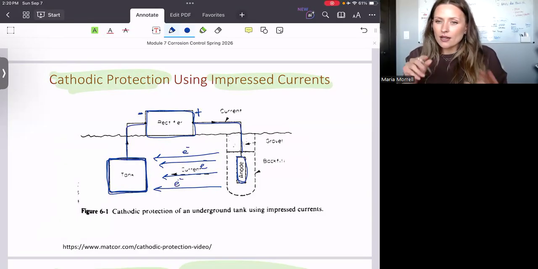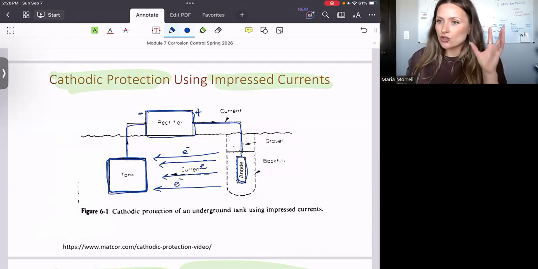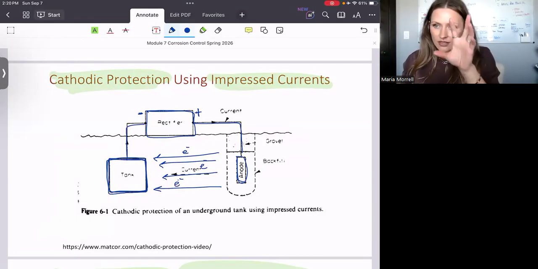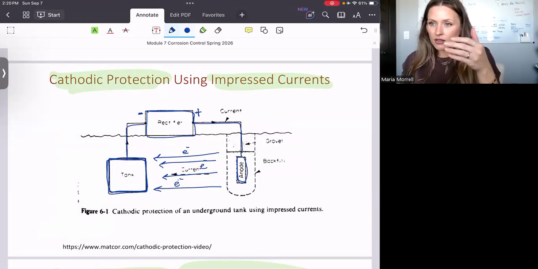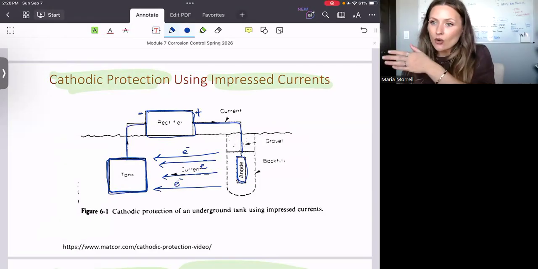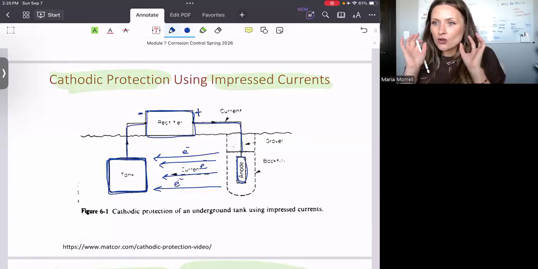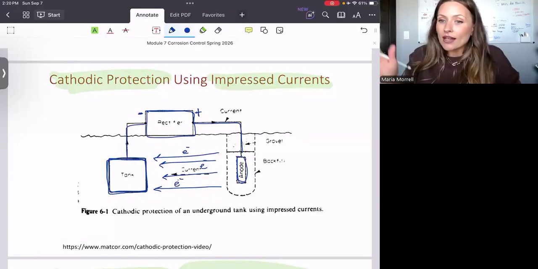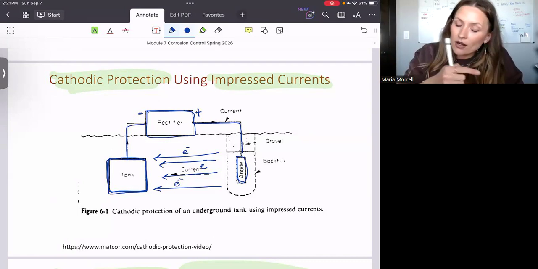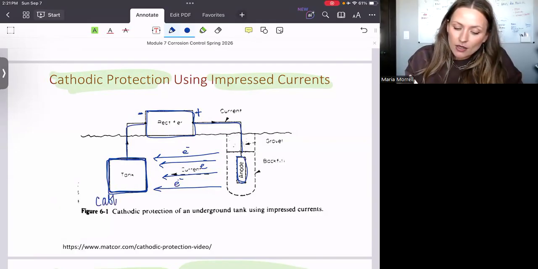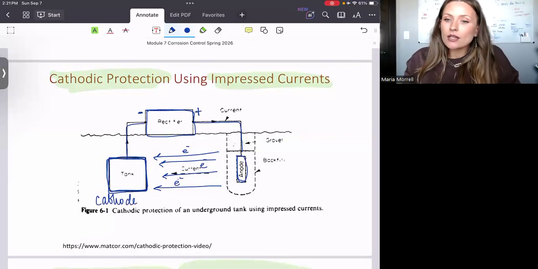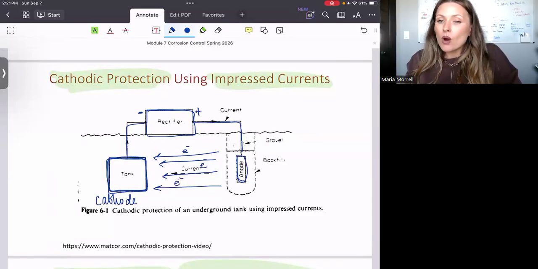So by assembling the system, you would need a structure that you're trying to protect, you would need a rectifier, because it's going to supply the DC current. And then you need this anode. Now, think about it, my tank is getting blasted with the electron beam. And then that electron current, because it enters from the electrolyte to my metal, makes it a cathode. It's one of the most common ways to protect.